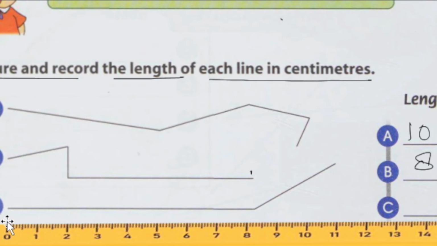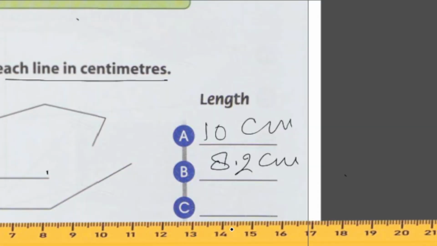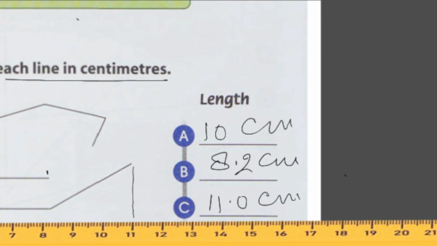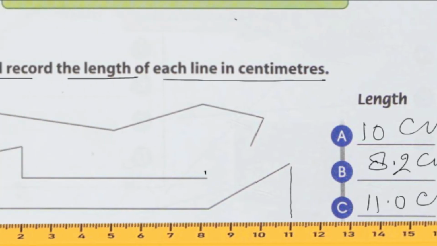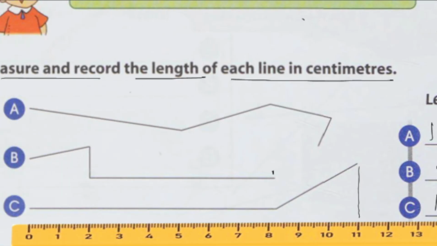Now we'll measure the third line. So this is the beginning of the line and this is the end of the line. That means up to 11 centimeter. 11 centimeter. This one, right? So this is 0 to 11. That means the length of this line is 11 centimeter.